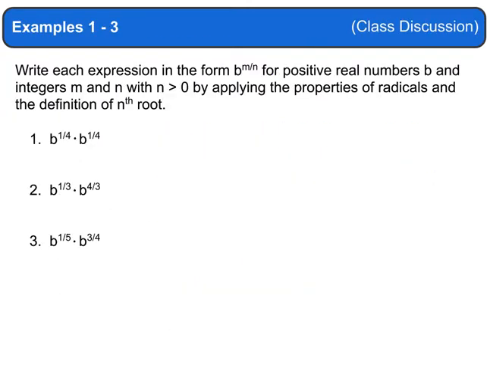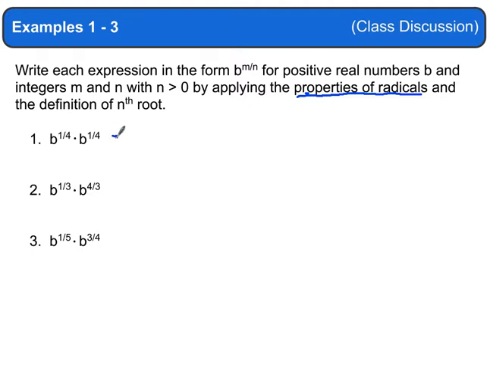So when we look at examples 1, 2, and 3, they say write each expression in the form of b to the m over n, and so a rational exponent, for positive real numbers b and integers m and n, such that n is greater than 0, by applying the properties of radicals and the definition of the nth root. So again, while we may not need the radicals, they want us to use the radicals in this design.